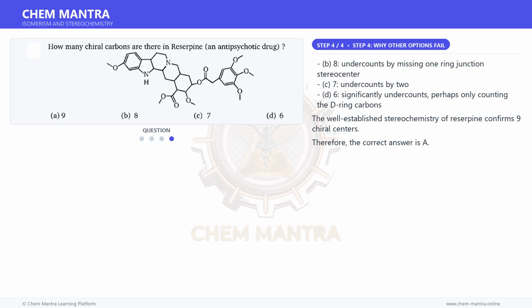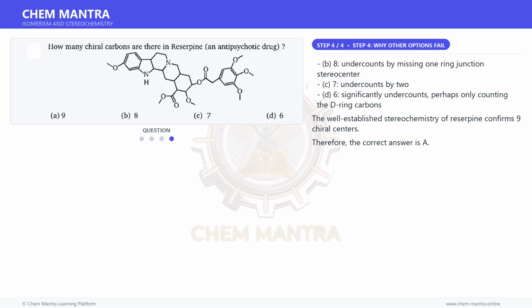And for the final step, B. 8 undercounts by missing 1 ring junction stereocenter. C. 7 undercounts by 2. D. 6 significantly undercounts, perhaps only counting the D ring carbons.